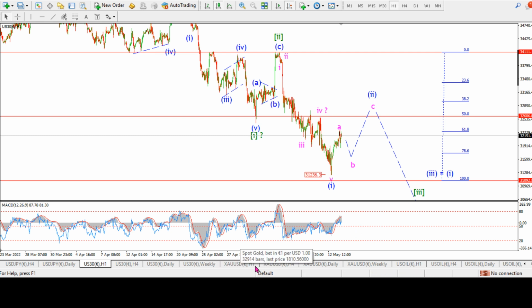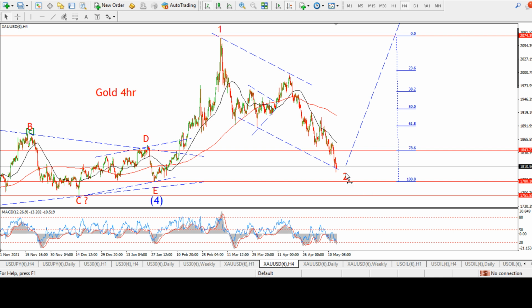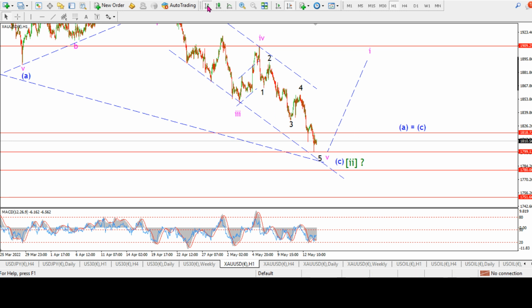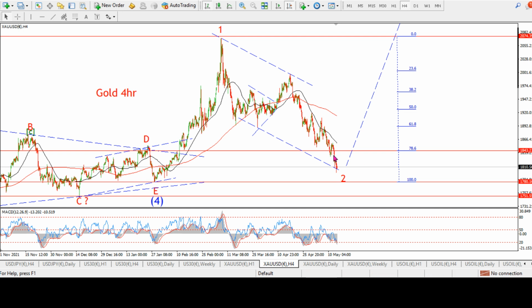Okay. Here is gold. It's the 4-hour count in gold. I think we are so close to that low, that bottom forming in wave 2 here. Forgive me for the moment. I have a lower degree labeling on the hourly count as compared to, let's say, the 4-hour count here. But it doesn't matter in terms of the actual pattern, because the pattern is the same, no matter what way you slice it. We have come down in 3 waves, as I have been expecting for a long time, ever since that top back in March, expecting 3 waves down.